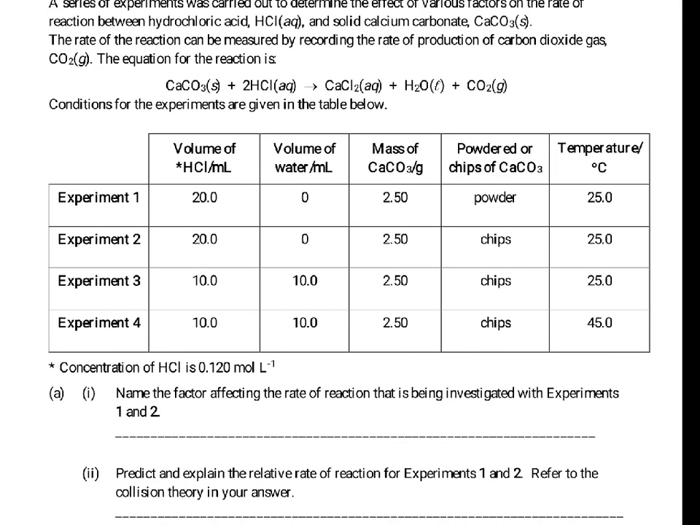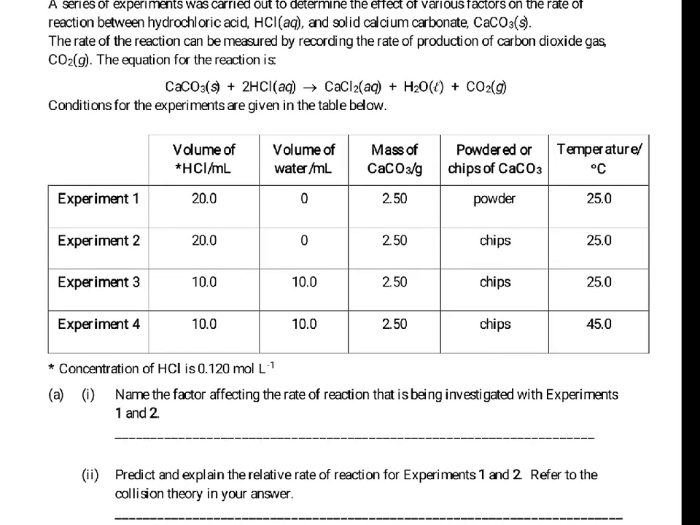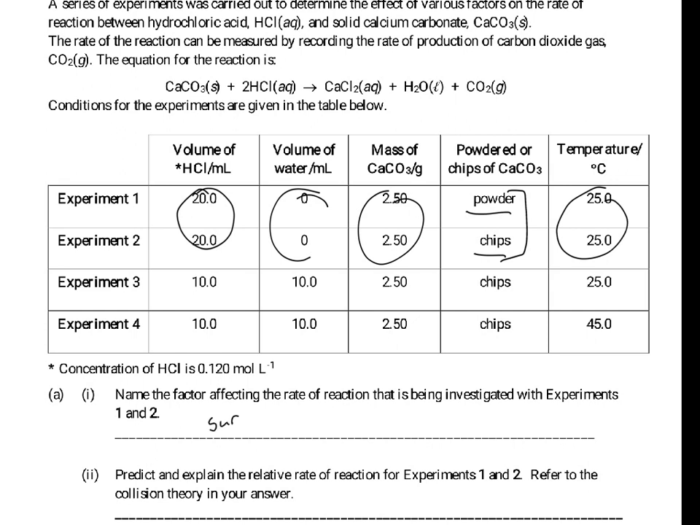So number 1, name the factor affecting the rate of reaction that's investigated in experiments 1 and 2. So looking at 1 and 2, volume of HCl is the same, volume of water is the same, the mass is the same, you've used powder versus chips, and temperature is the same. So the thing that has changed is powder or chips, and you need to recognise that that is measuring surface area.